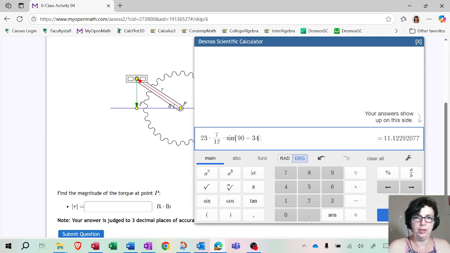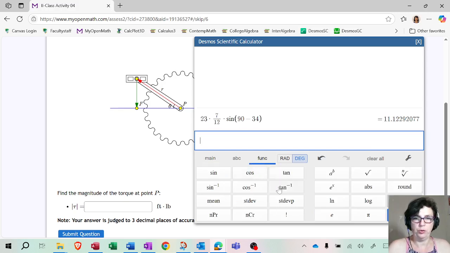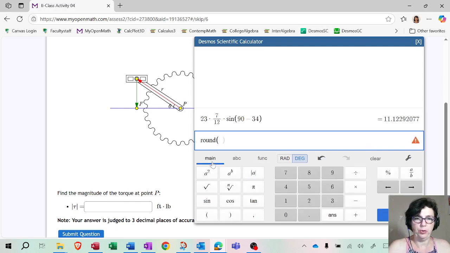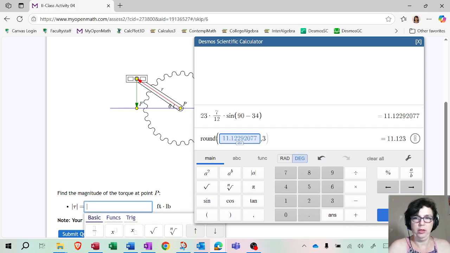It looks like they want 3 decimal places. So by the way, there is a function in Desmos called round. And there it is right there. And then if you go back to the main tab, you can click on answer and just say round answer to 3 decimals. So you don't have to do anything at all. And let's submit that.